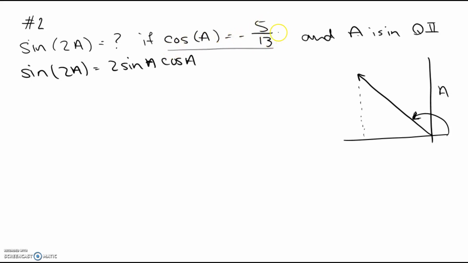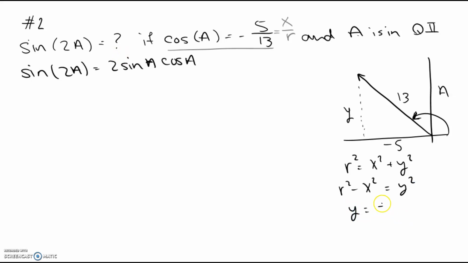Well, cosine is negative 5 over 13, which is x over r. So that means x is negative 5 and r is 13. We have to find out what y is, so we're going to use the Pythagorean identity. r squared is equal to x squared plus y squared. I'm solving for y, so I'm going to move x over. r squared minus x squared is equal to y squared. So y is plus or minus the square root of r squared minus x squared. So y is plus or minus the square root of 13 squared minus negative 5 squared.